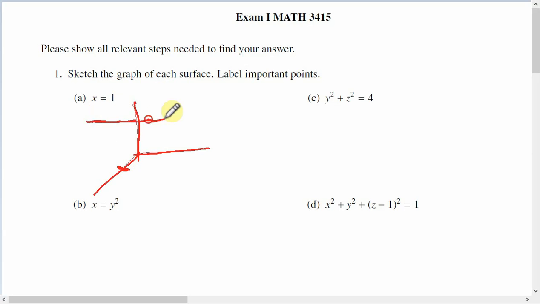So this plane, something like that, is supposed to be. A description is as good as a drawing sometimes. But that's parallel to the yz plane.